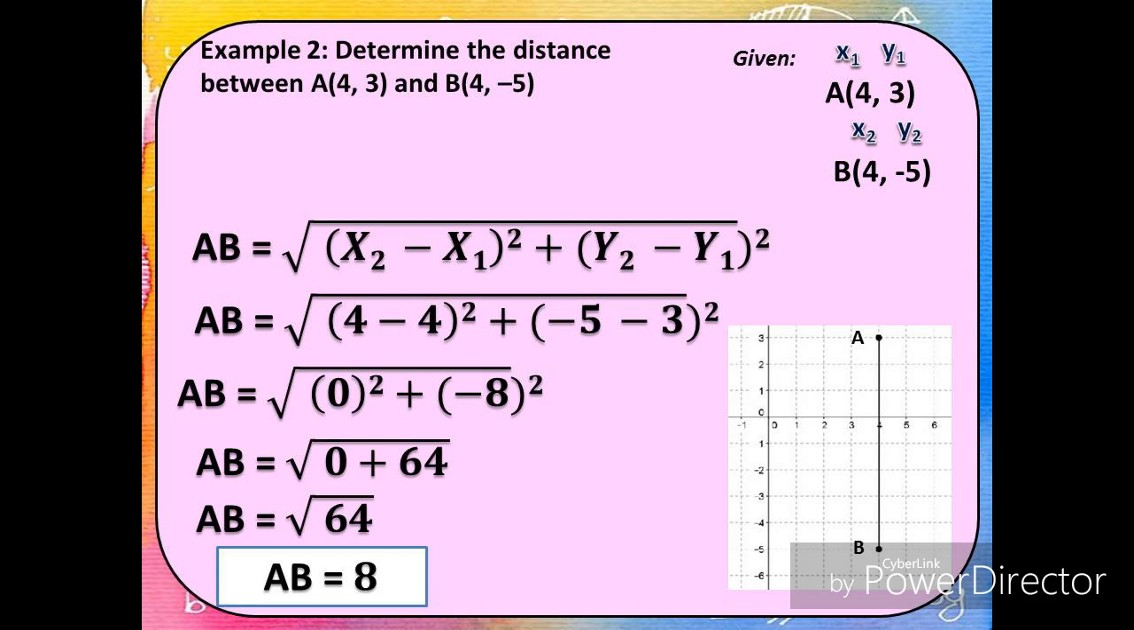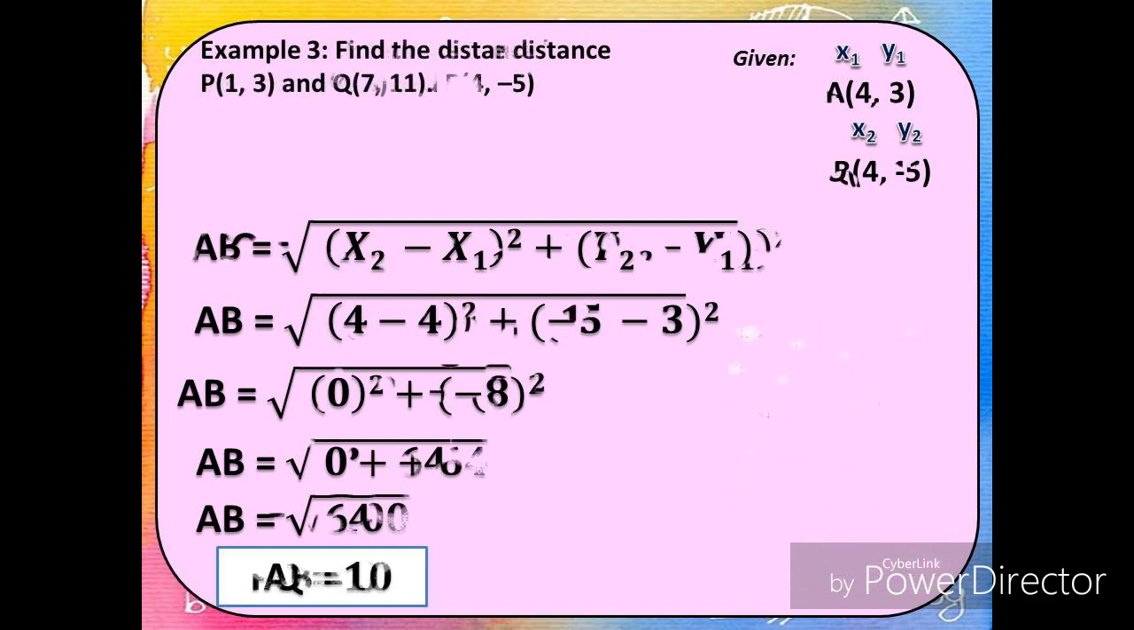Then 0 squared is 0. Negative 8 squared is 64. Then 0 plus 64 is equal to 64. Then the square root of 64 is 8. So therefore the distance between A and B is 8 units.